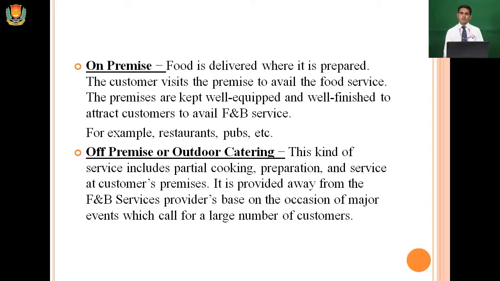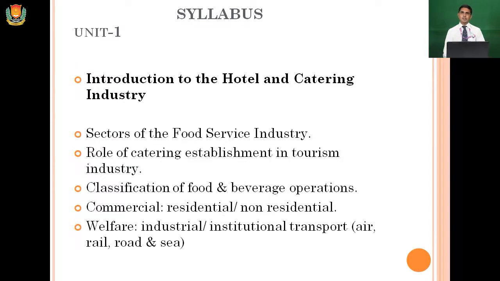Off premises, or outdoor catering. Off premises means this kind of service includes partial cooking. Preparation happens somewhere else and you serve the guest somewhere else. Outdoor catering means, suppose in your company you want to give lunch to your employees. The food comes from the hotel and you serve it in your company or your premises. So the food is prepared somewhere else and the serving is somewhere else. Outdoor catering is the best example of off premises.